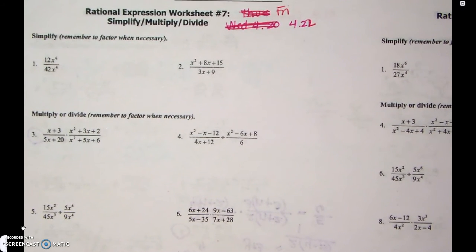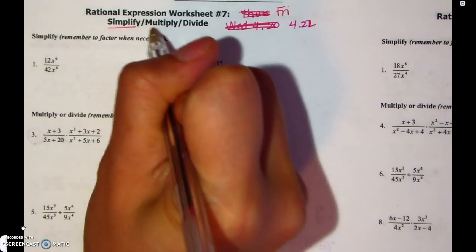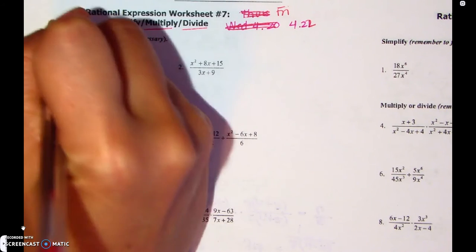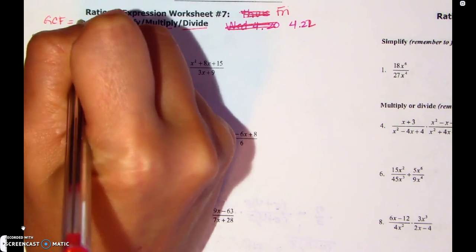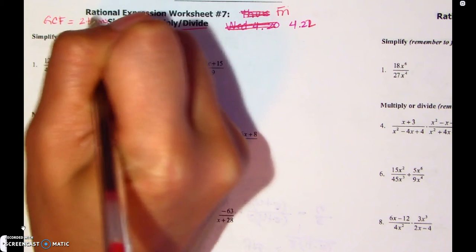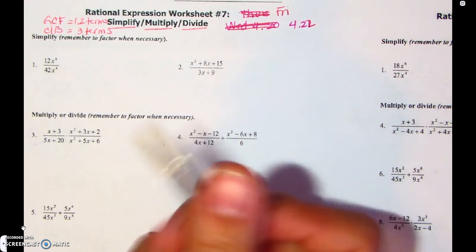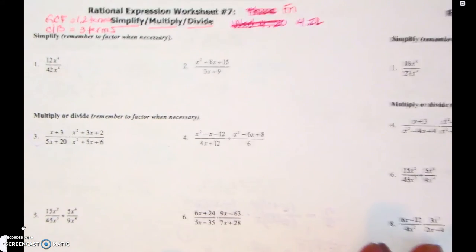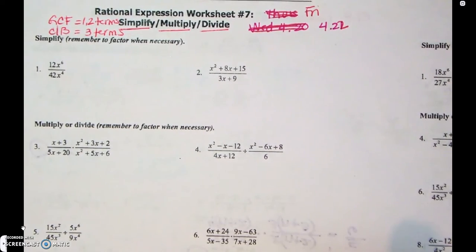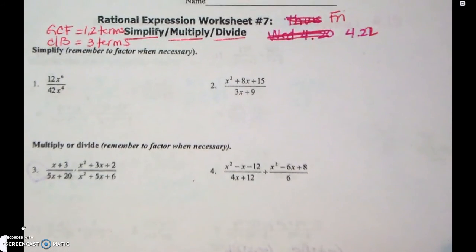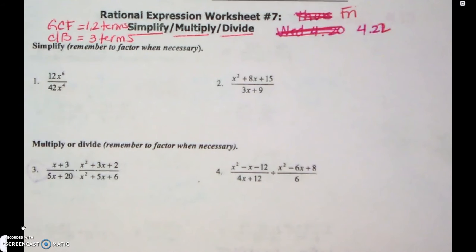Okay, we're going to combine everything that we have learned so far: simplifying, multiplying, and dividing rational expressions. When you simplify, you're either going to use the greatest common factor if you have 1 or 2 terms, or you're going to use the CB table if you have 3 terms. For example, for number 1, you have 1 term: 12x over 6 divided by 42x over 4. So I'm going to use the greatest common factor between the 2.